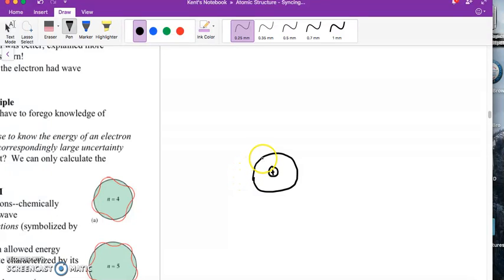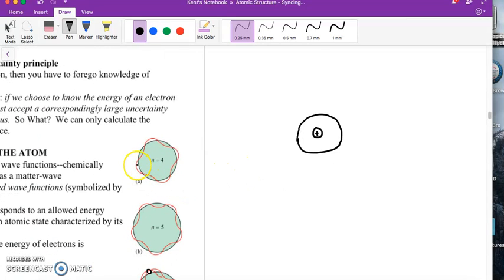modeling cases. So the electron, remember, has both particle and wave properties. So it's going to act as a wave, and here we see it acting as a wave, right? So it's moving in this wave pattern right here.